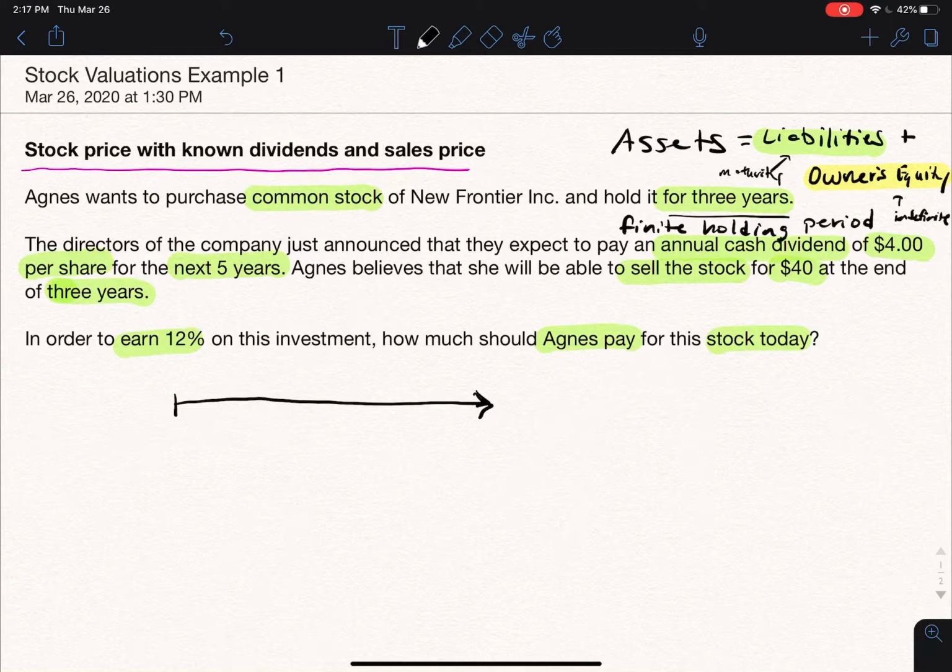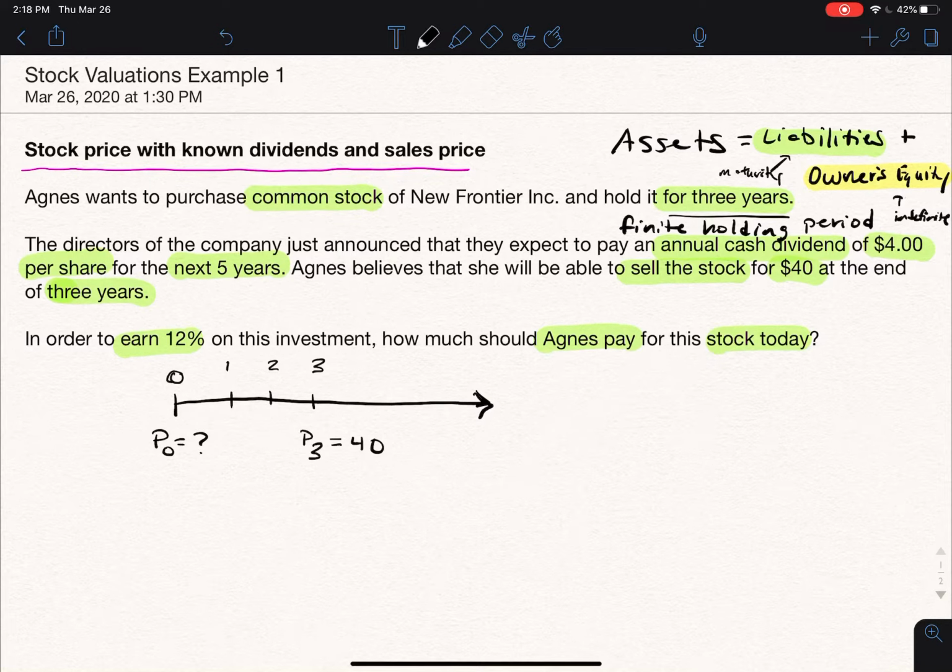Just based on the information that was given to us in the problem, we know that we are looking for the price of the stock today. I'm just going to use P sub 0, price today. So we know that's what we're looking for. We don't know the answer to that question yet. We also know that she's going to hold it for 3 years. We know that the price that she expects to sell for in year 3 is $40. So P sub 3 we know is $40.